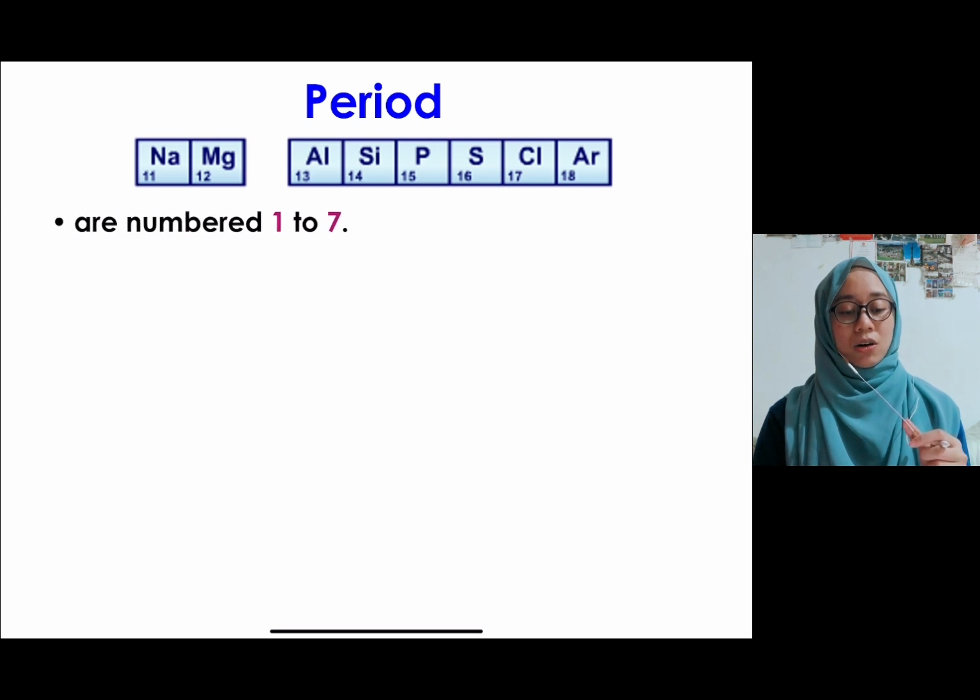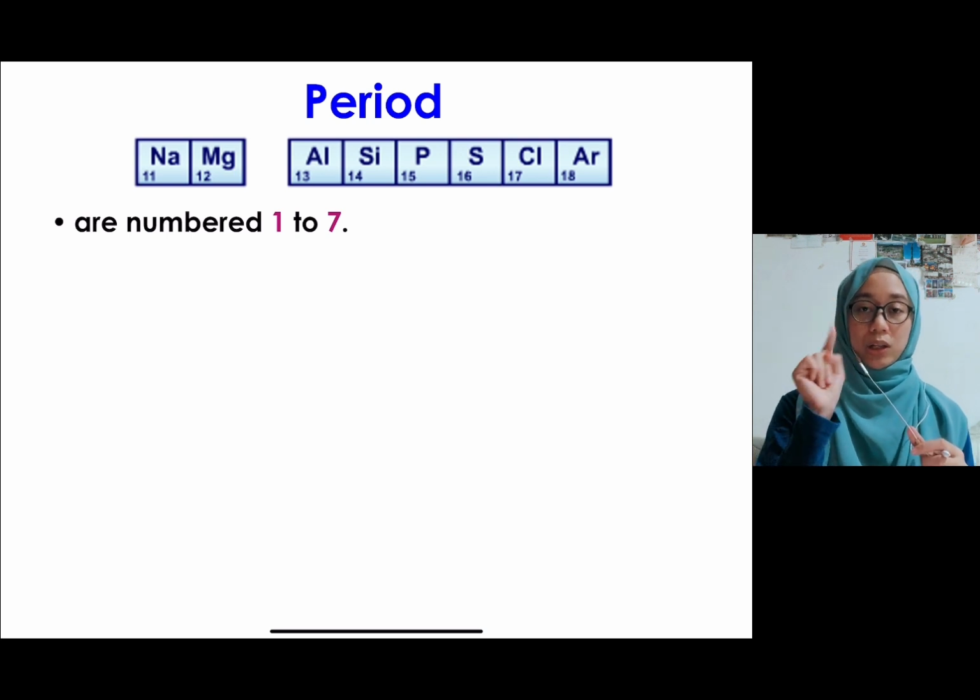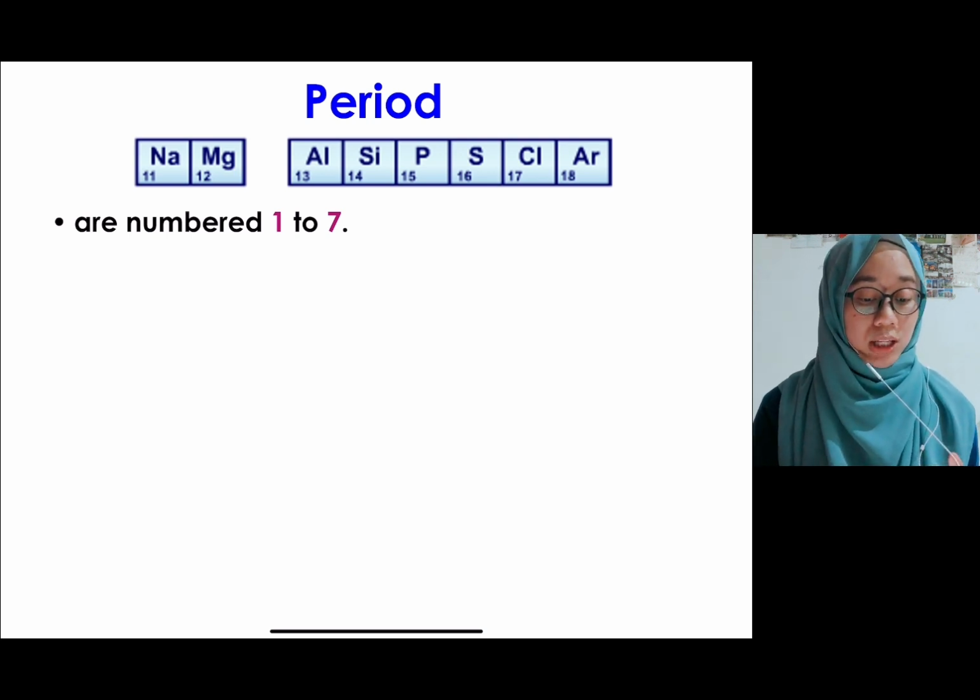Okay, now period. Period is the horizontal row. Okay, so they are numbered from 1 to 7. Okay, just 1 to 7. Whereas groups are 1 to 18, periods are 1 to 7.